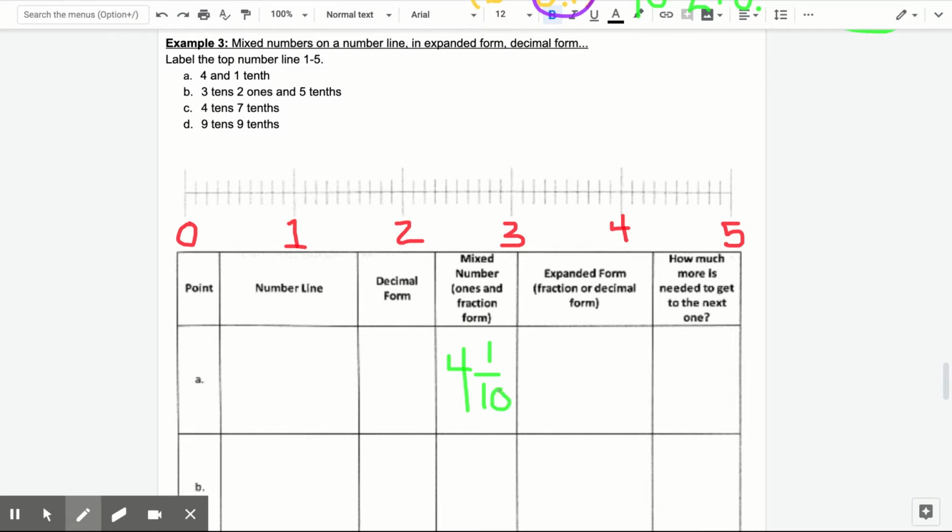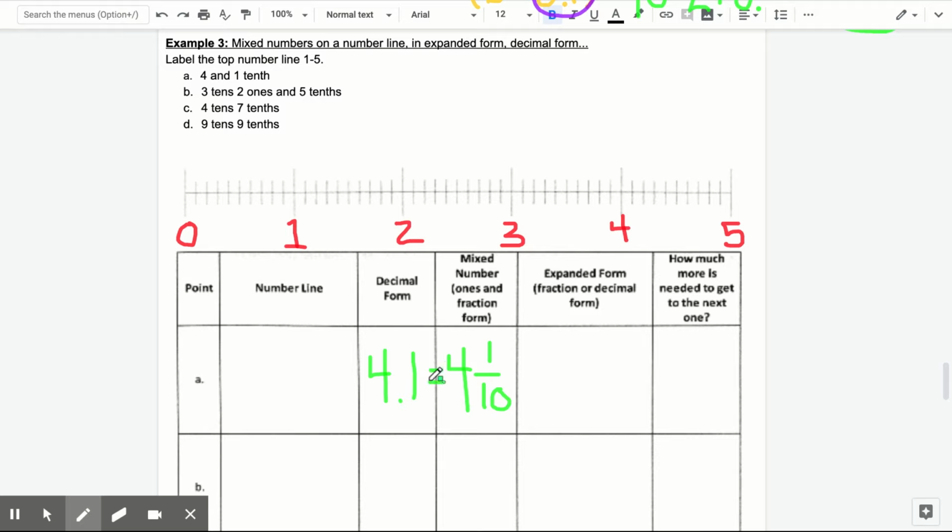Okay, we've been practicing for the past 2 days rewriting these as decimals, so that should be quite quick and simple for you as well. We still have a 4 in the ones place, but instead of that 1/10 fraction, I'm going to have my decimal point and my 1 to the right of it. Okay, we know that these are equivalent.